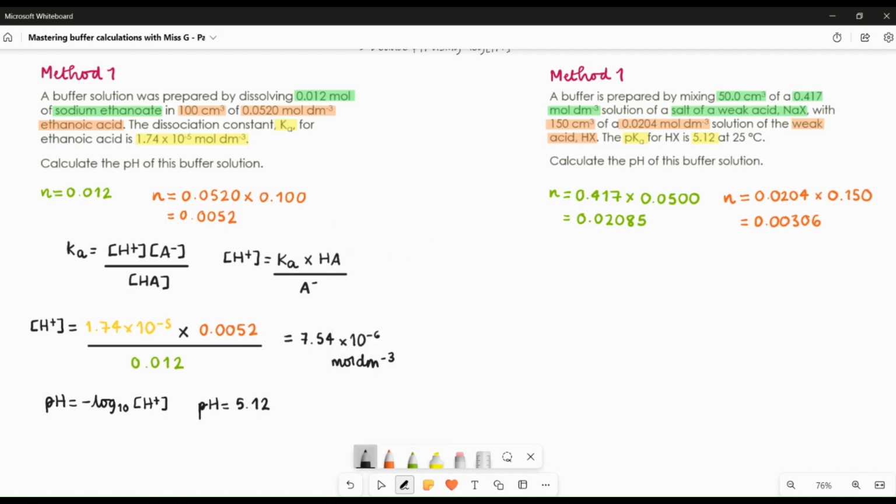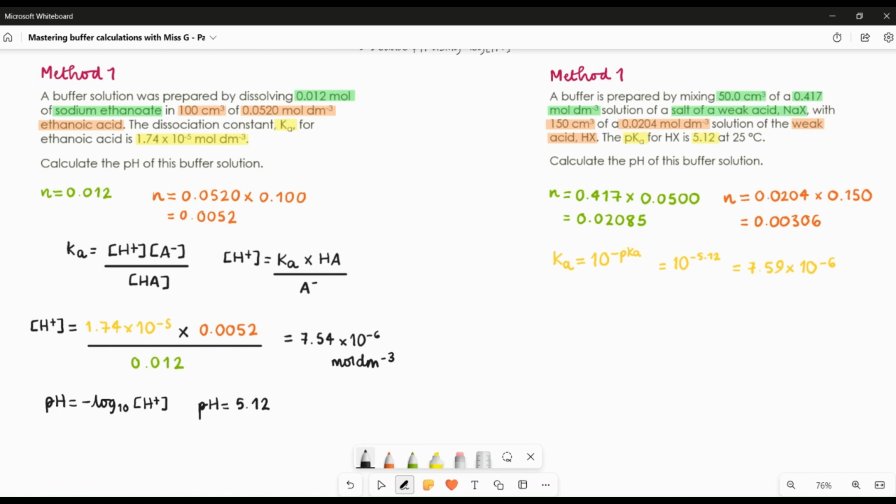Then we can work out our Ka. So Ka is equal to 10 to the minus pKa, which equals 10 to the minus 5.12, which is equal to 7.59 times 10 to the minus 6 to 3 significant figures. So that's the extra step here that we didn't have to do in this first example. So that will get us an extra mark here.